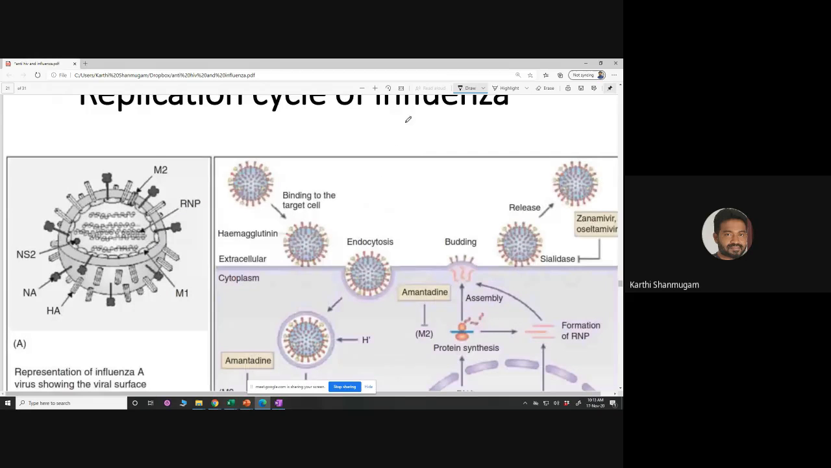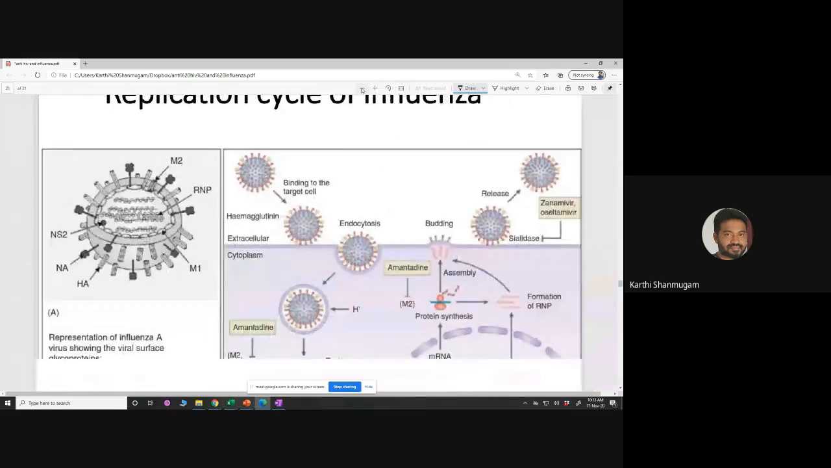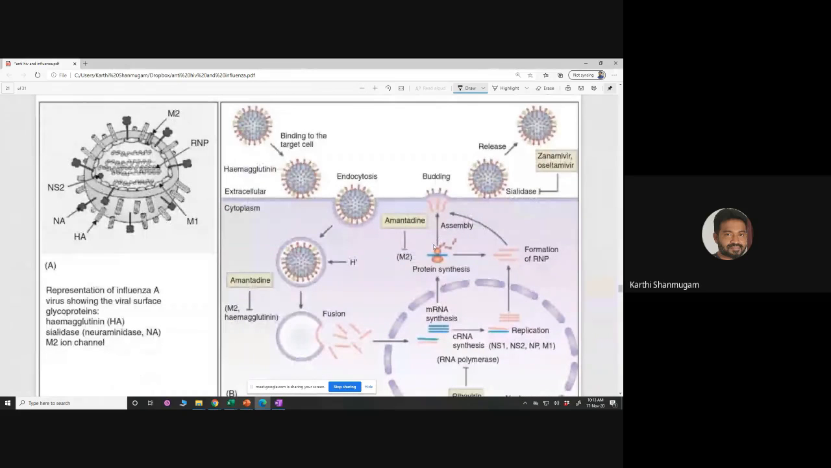So this is very important, for the examination point especially. On the left hand side, we have the overall structure of this virus, not the very detailed structure, but whatever is important for understanding the molecular mechanism. This is a representation of influenza A virus, showing the viral surface glycoproteins. As I said, we have different types of glycoproteins which are labeled here. One is called HA, a glycoprotein molecule.